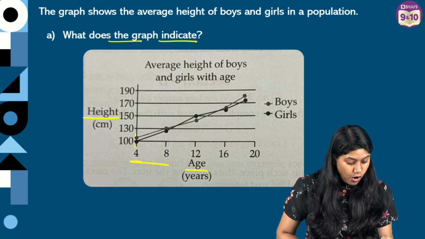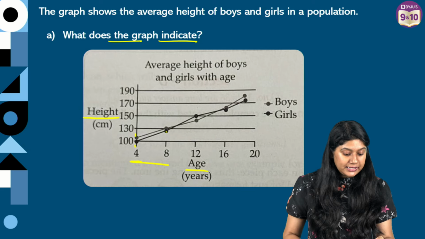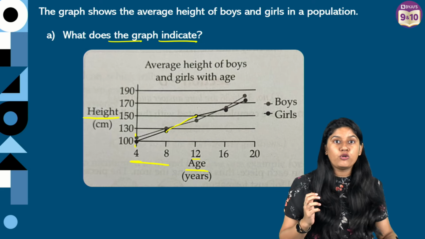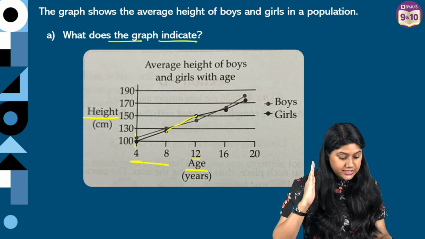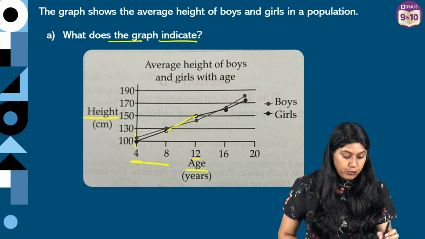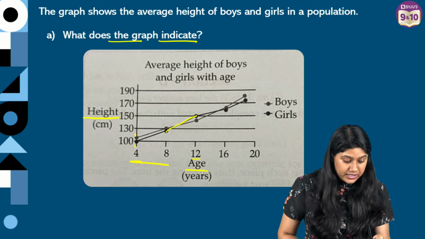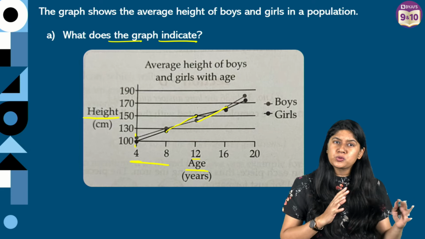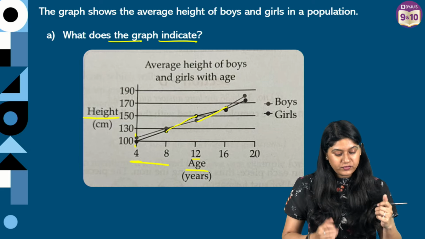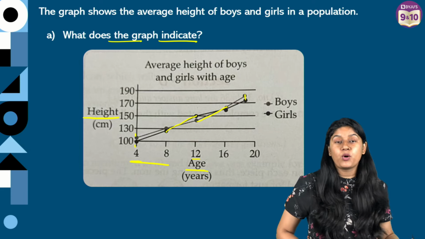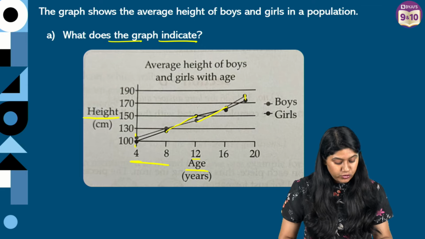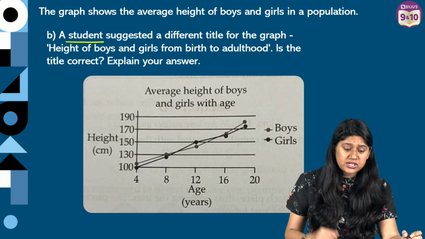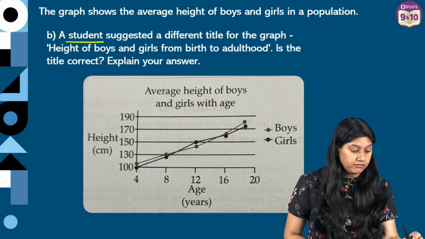But after the age of 8, we'll see that till the age of 12, there's an increase in the height of girls. At that time, the increase of the height of boys is not that much. But after that, we will see that the height of boys will increase. And at a certain time, right, around 20 or before 20, we'll have the stabilization in the height for both the boys and the girls. So that's what we can conclude from the graph. Question number 2 over here is that a student suggested a different title for the graph, right?